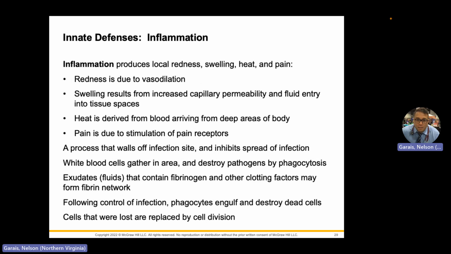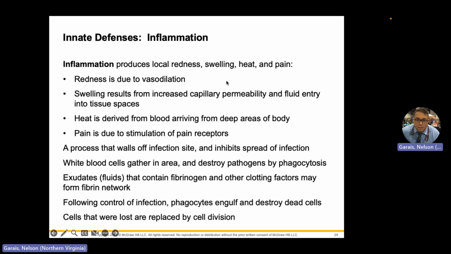Know your five cardinal signs and symptoms of inflammation: redness, swelling, heat, and pain, and of course, functio laesa, loss of function. And we know why it's red. There's blood coming in, vasodilation, right? Remember, the mast cells and basophils secrete heparin to thin out your blood. And with this vasodilation, it brings all the white blood cells to the place of either infection or damage.